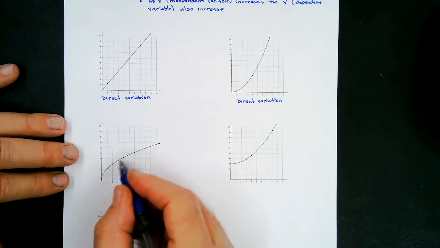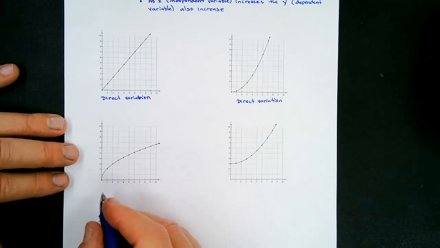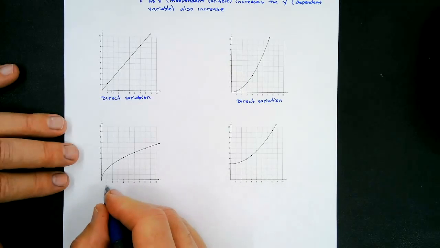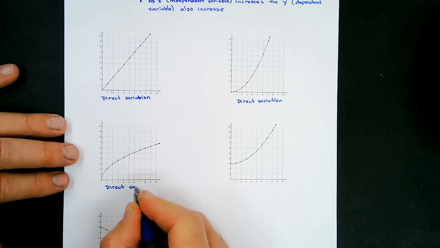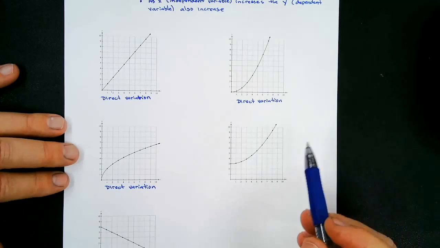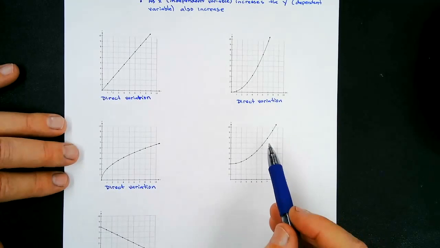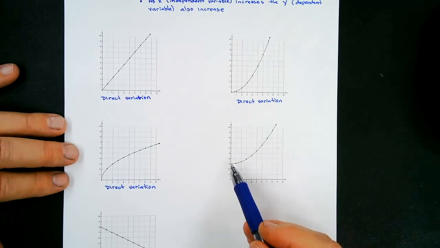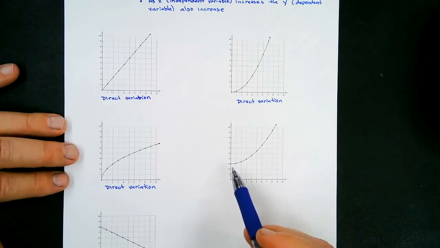As x increases, y is also going up, right? As you go to the right, y goes up. That's increasing, okay? So this is also direct variation. This one, and it goes to the origin, this one is not direct variation. Now, as x increases, y also increases. So they're both increasing, but the problem is it's not going through the origin, okay?